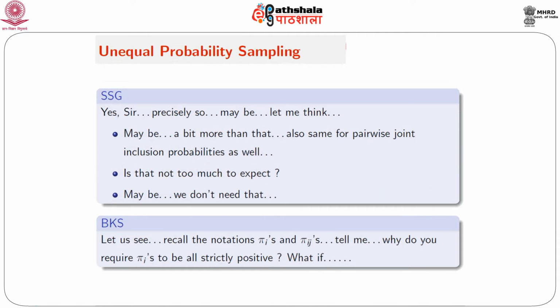Maybe, let me think, maybe a bit more than that. Also, same for pairwise joint inclusion probabilities as well. Is that not too much to expect? Maybe we don't need that.